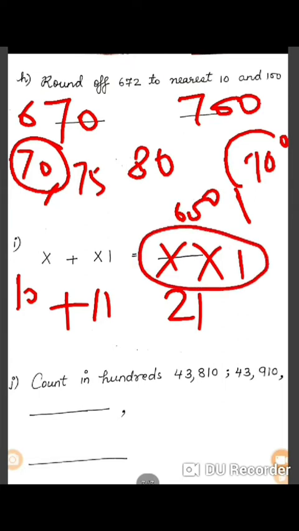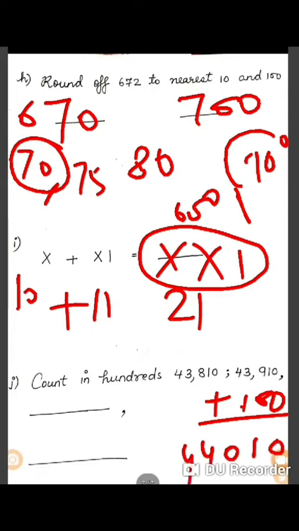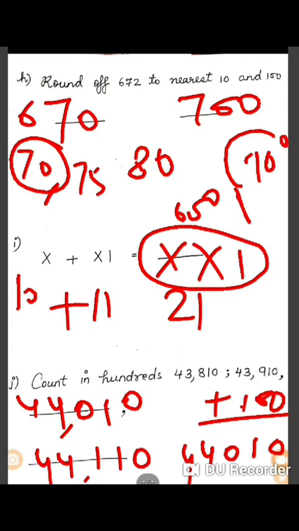Okay, let's see the last question. Count in hundreds. So now I have to make a sequence of numbers by adding 100 every time, right? It's 43,810, then 43,910. What am I going to do? I am going to add 100 to this. What will I get? I'll get 0, 1, 0, 4, 4. So this becomes 4, 4, 0, 1, 0, which will be read as 44,010. When I again add 100 to it, I will get my next number, which will be 44,110. I hope you understood, children.